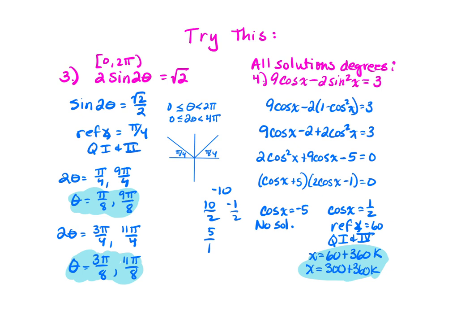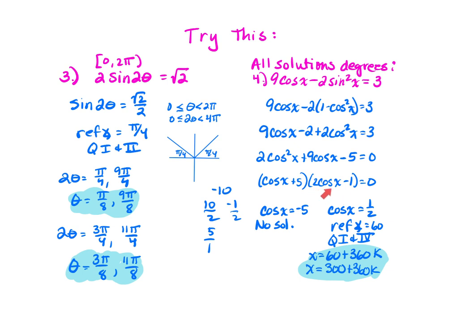Now I know the coefficients of my factored form: (1 cosine x + 5)(2 cosine x - 1). I set each of these equal to 0. Cosine of x is never negative 5. It's never lower than negative 1, so this offers me no solutions.